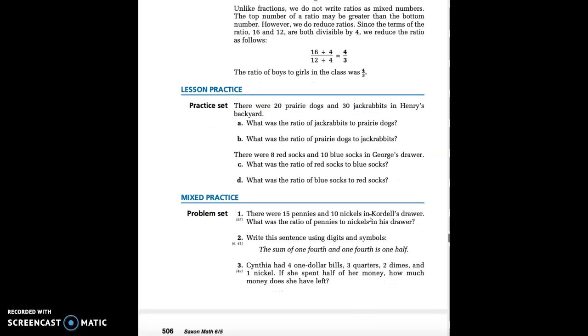So go ahead, do your lesson practice. What I'd love for you to do is to make sure that after you've done your lesson practice, you have it checked, and if everything's a go, all thumbs up, then you can start on your mixed practice.